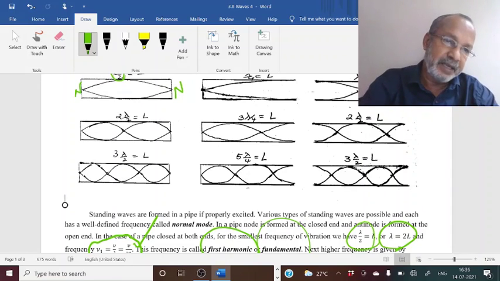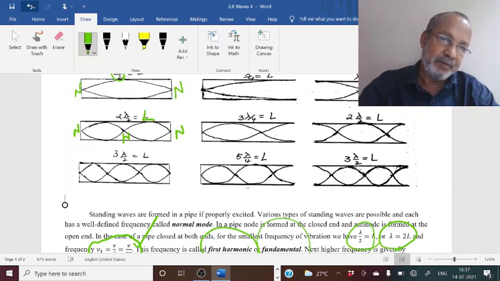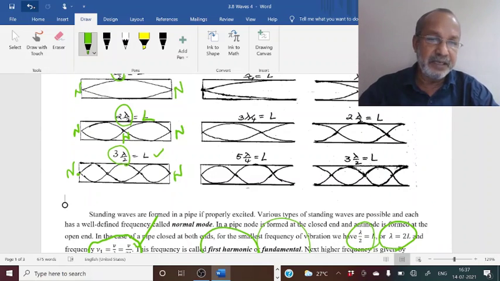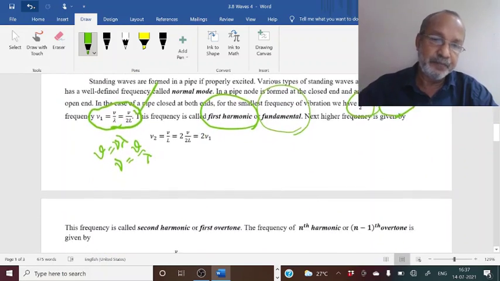And in the second case, we have got a node here, node here, node here. So the total distance L will be equal to lambda by 2 plus lambda by 2, that is 2 lambda by 2. And in the third case, we have to have a node at the two ends, because the pipe is closed at those ends. So a node has to be formed there. And here we get 3 lambda by 2 is equal to L. And in each case, we can find the frequency.